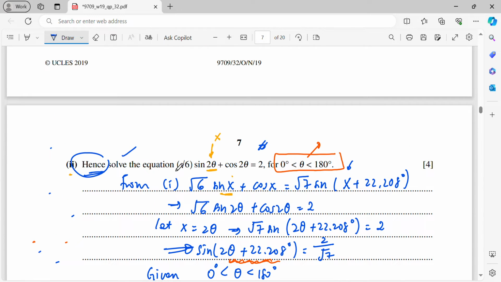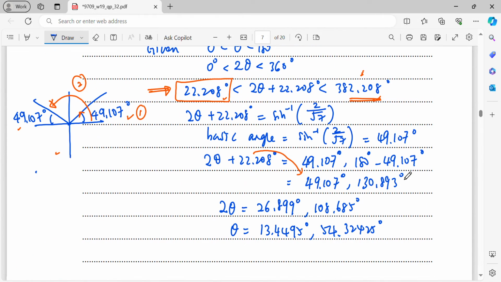Now, look at the question first. Just for your information, if your angle is in degrees, it will be 1 decimal place. Therefore, now I need to round up. It will be 13.4 degrees and 54.3 degrees. So that's the solution of this angle.